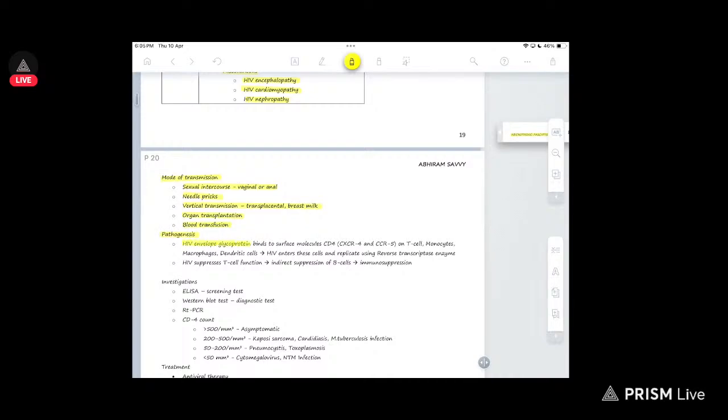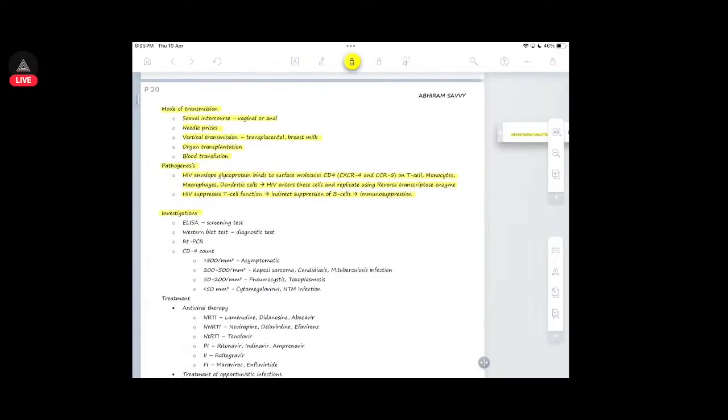Pathogenesis: HIV, enveloped in glycoprotein, binds to the surface molecule CD4 on T cells, monocytes, macrophages, and dendritic cells. HIV enters the cell and replicates using the reverse transcriptase enzyme. So the CD4 cells, monocytes, macrophages, and dendritic cells replicate the virus using reverse transcriptase, and they suppress T cell function, leading to suppression of B cells, which leads to immunosuppression.